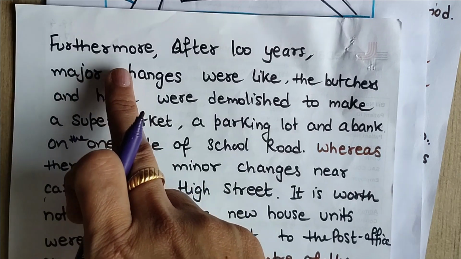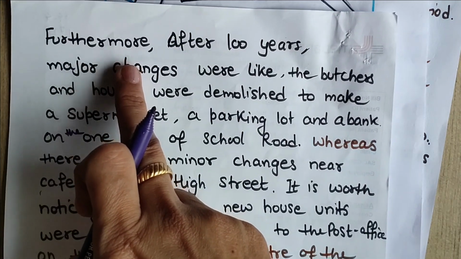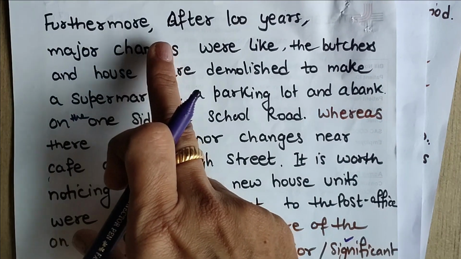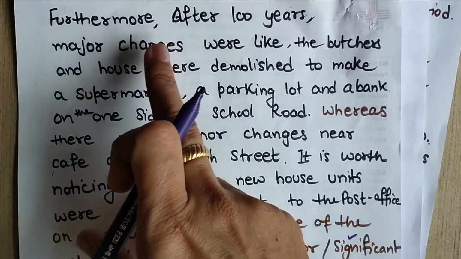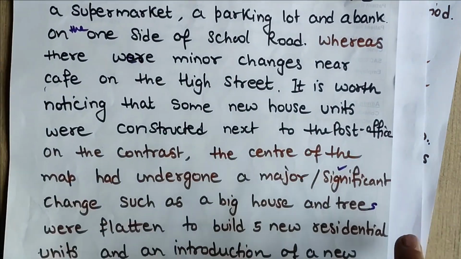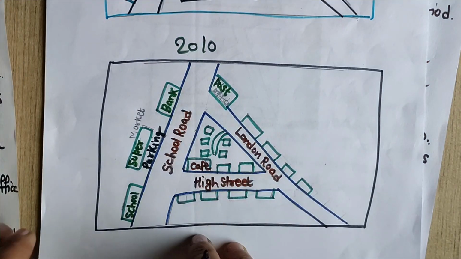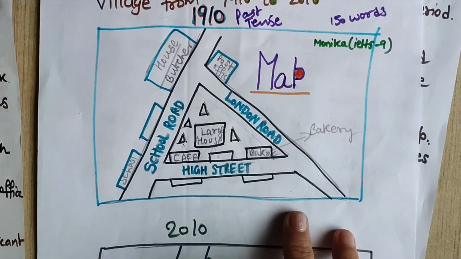Furthermore, looking at the second map, you can start like this, but here you need to tell that you are going to write about another map. So some connector should be there. You can see this. This is my second map and this is my first map.